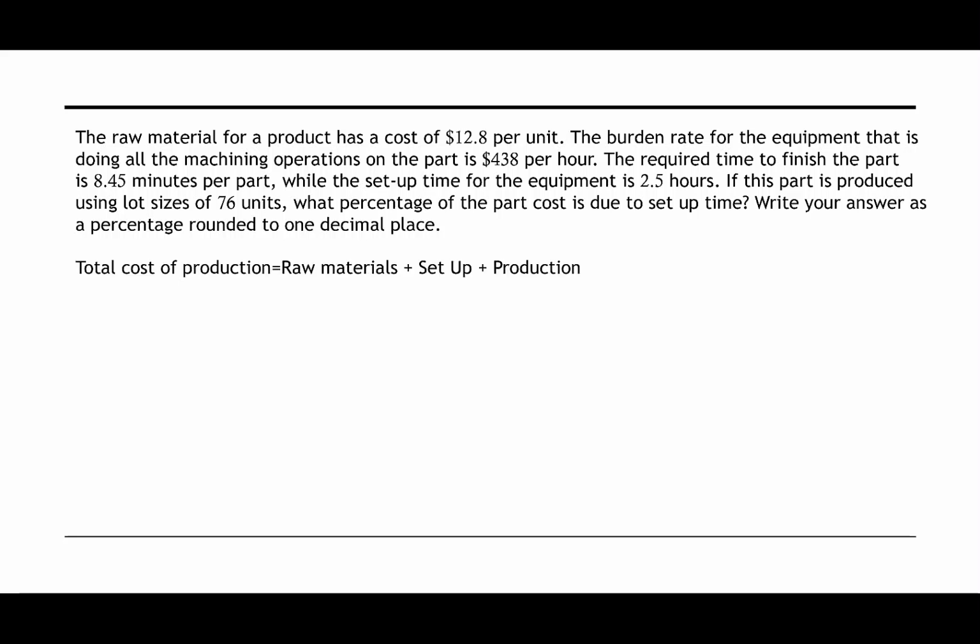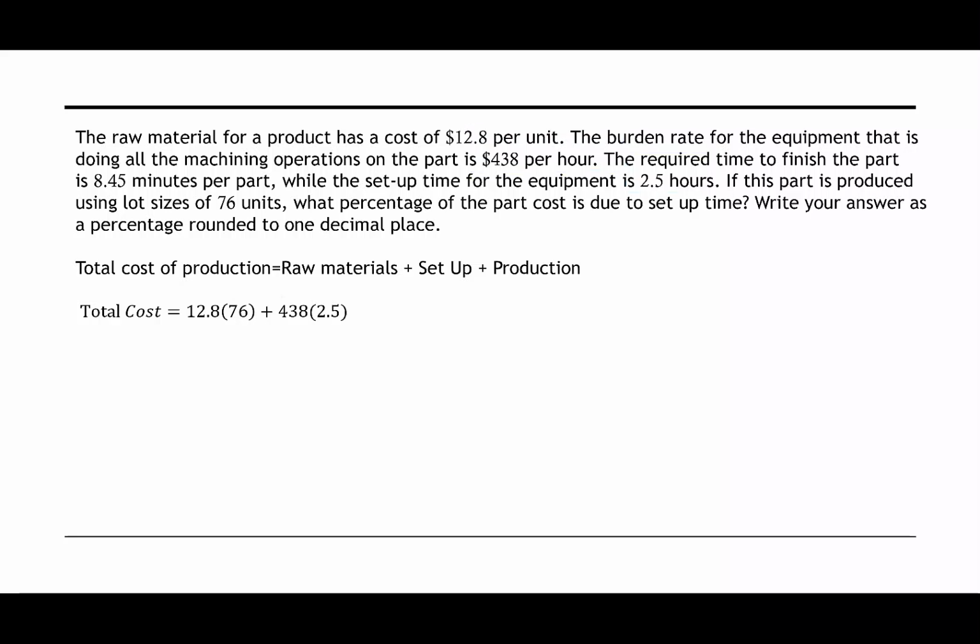To get started, we need to look at the total cost of production. That's composed of the raw materials, setting up the equipment, and then the actual production of the parts. The raw materials are $12.80 per unit, and we're making 76 units. It takes us 2.5 hours to set up the equipment, and running the machine costs $438 per hour.